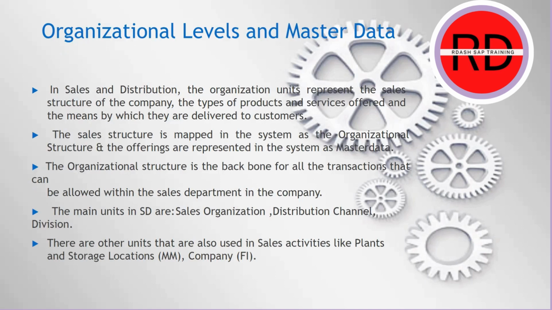In the sales and distribution module, the organization units represent the sales structure of the company, the types of products and services offered, and the means by which they are delivered to the customer. The sales structure is mapped in the system as the organizational structure, and the offerings are represented in the system as the master data. The organizational structure is the backbone for all transactions that can be allowed in the sales department in the company.